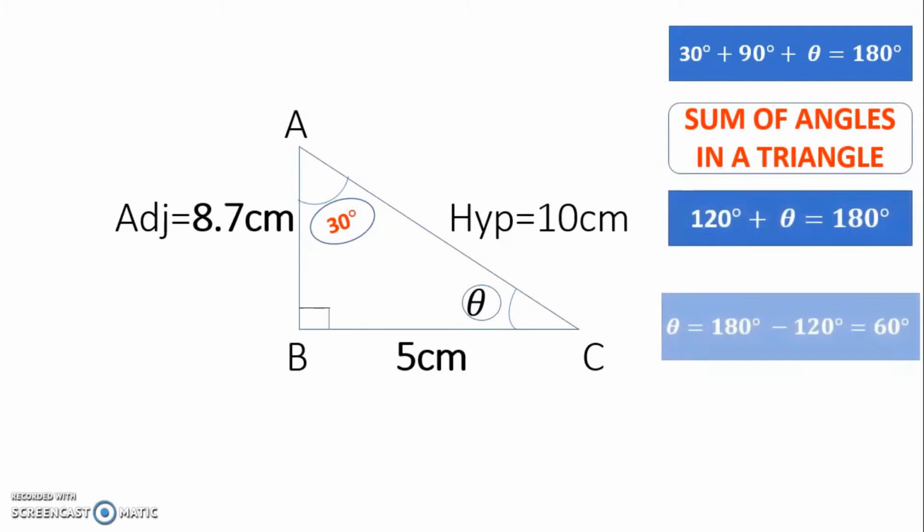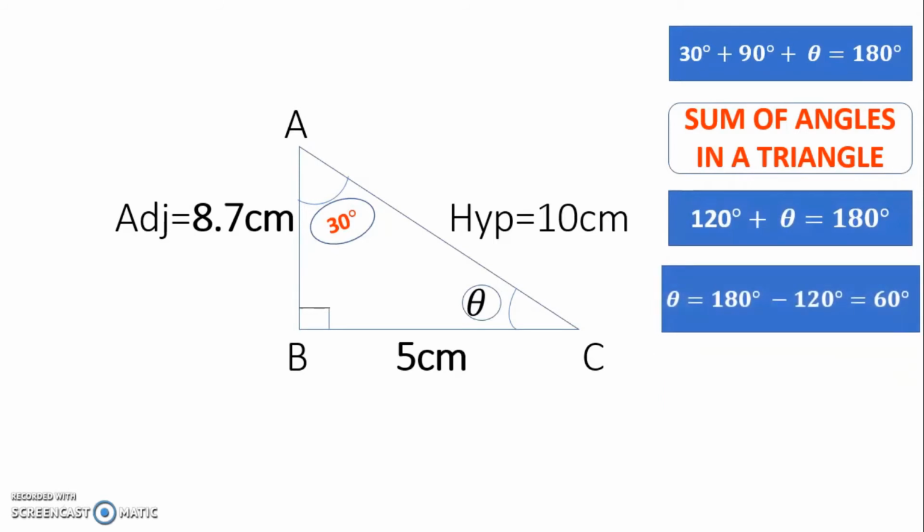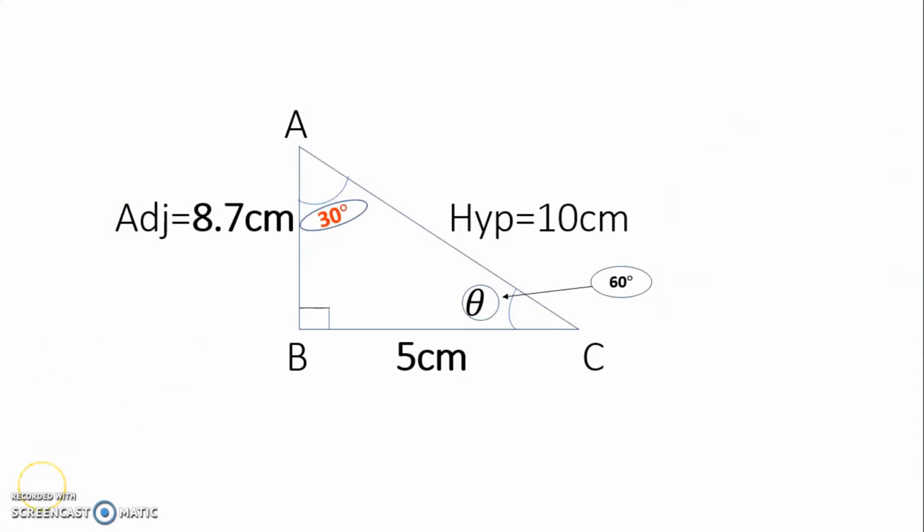The next thing we do is to collect our like terms. Our theta is equal to 180 degrees minus 120 degrees. And the answer for theta is 60 degrees. In complementary angles, 2 angles can change because one of the angles is equal to 90 degrees already.